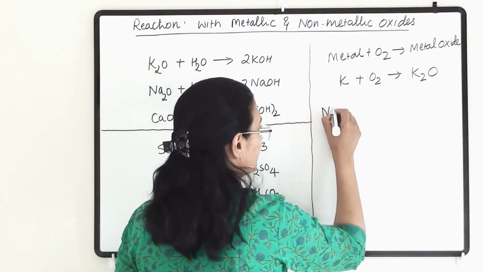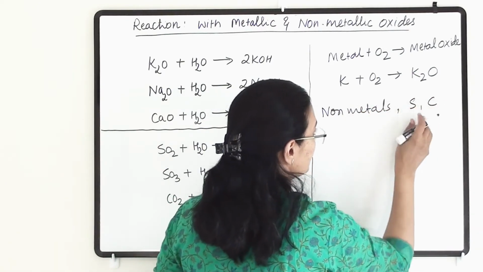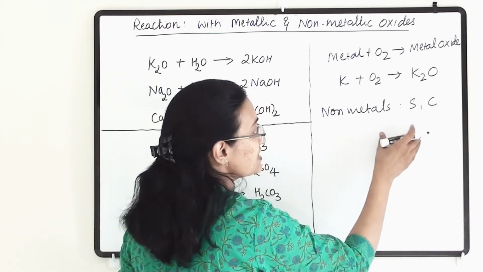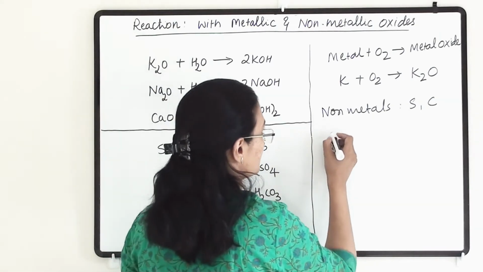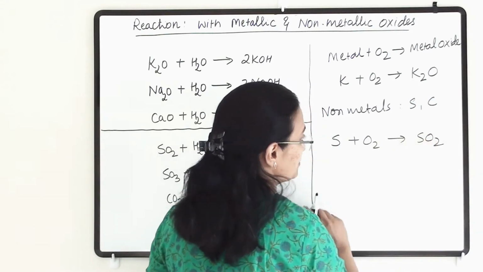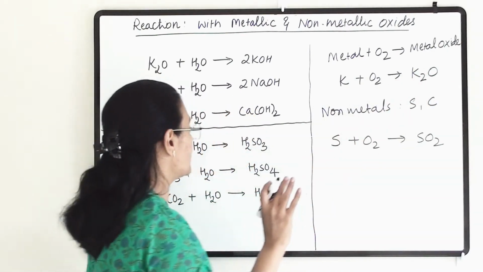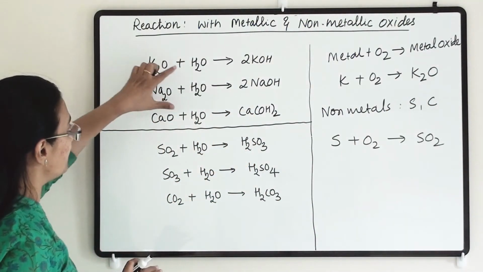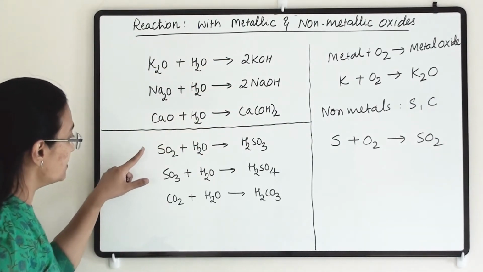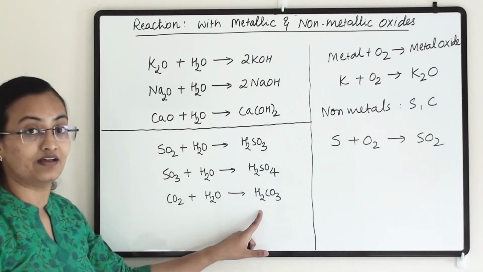When non-metals like sulfur and carbon react with oxygen, they form an oxide. These oxides are referred to as non-metallic oxides. For example, sulfur will react with oxygen and give us sulfur dioxide. This is termed a non-metallic oxide, and these are termed metallic oxides. When metallic oxides react with water, they give us metal hydroxide. And when non-metallic oxide reacts with water, it gives us the respective acids.